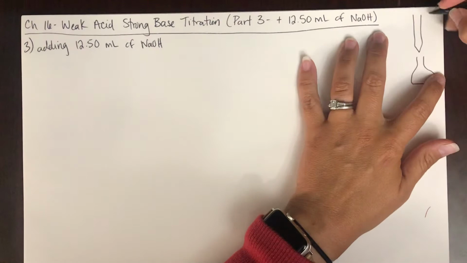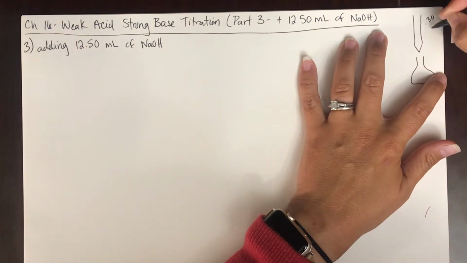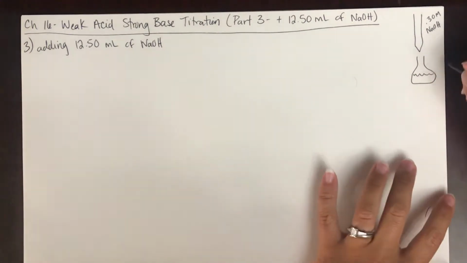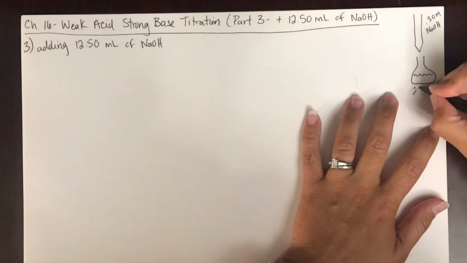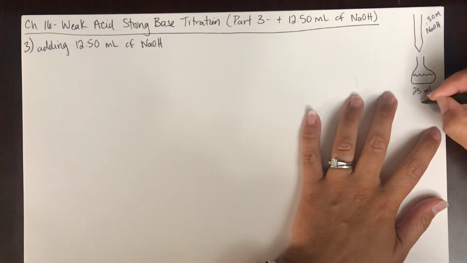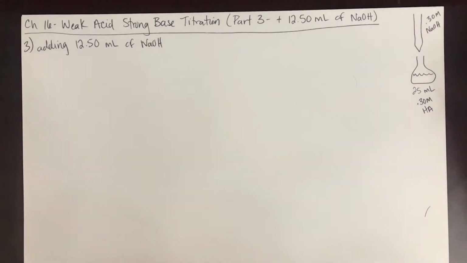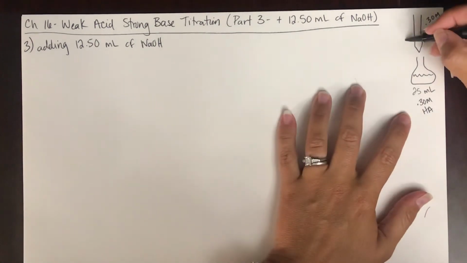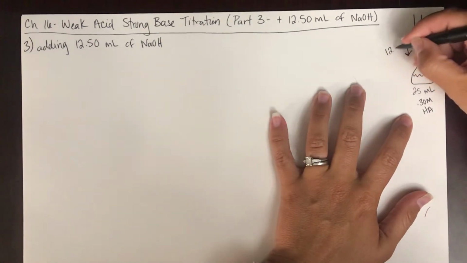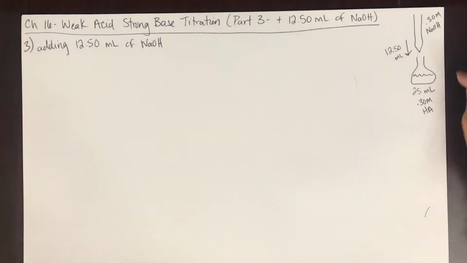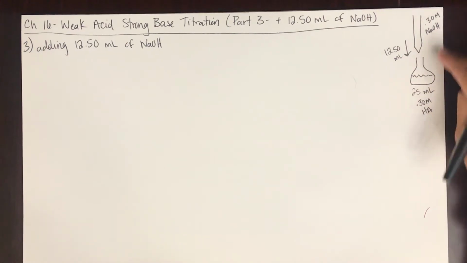So again, in my burette, I have my 0.30 molar sodium hydroxide, and down here in my flask, I have 25 milliliters of my 0.30 molar weak acid HA, or it's actually hydrofluoric acid, HF. So now I am going to add 12.50 milliliters of sodium hydroxide into this. So now I'm also going to change my volume. My total volume is going to be 37.5 milliliters because I'm adding 12.5 milliliters of the sodium hydroxide.